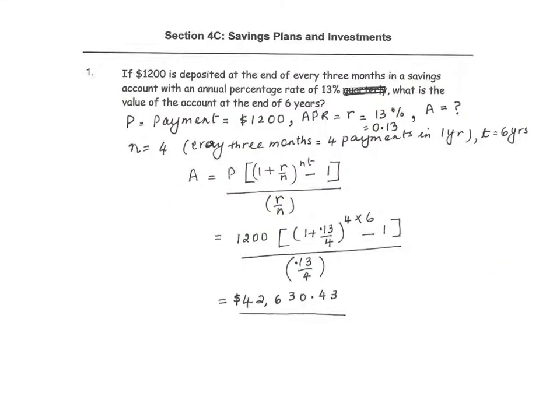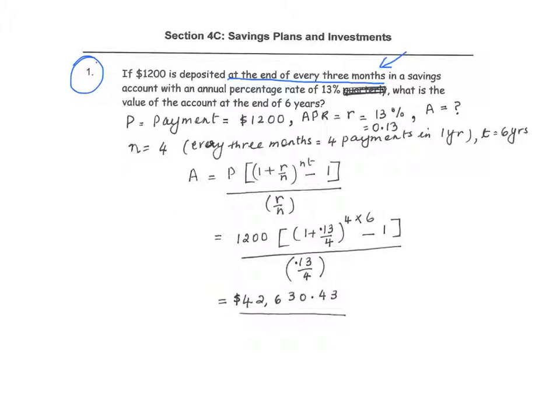So we have the first problem. If $1,200 is deposited at the end of every 3 months, so this is a periodic deposit of $1,200 every 3 months. So this is the big hint that we need to see. This is not a regular compound interest problem. This is a problem where there is a periodic payment. So therefore, you have to use the appropriate formula.